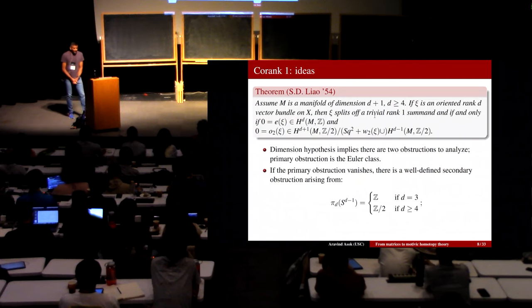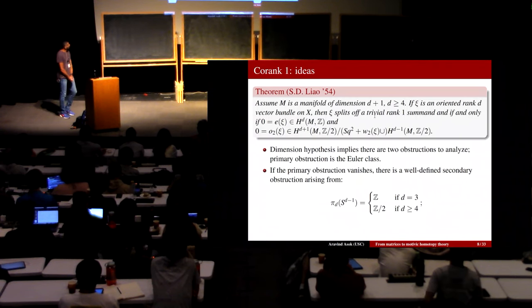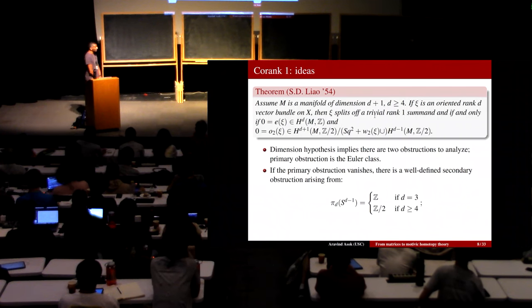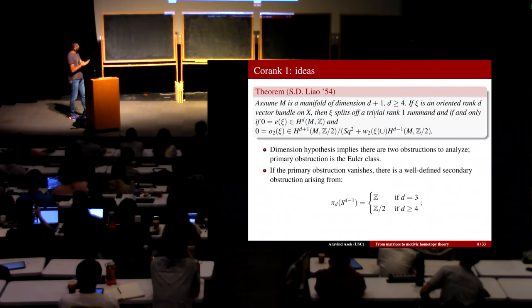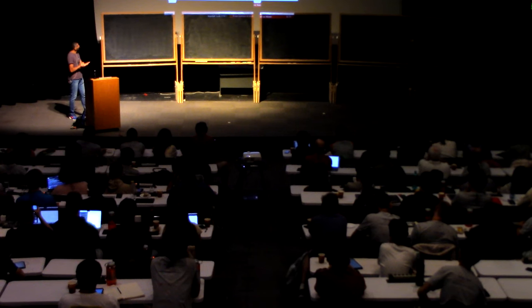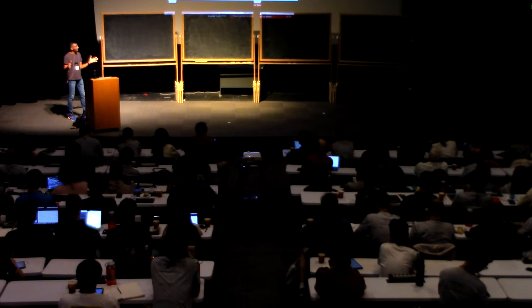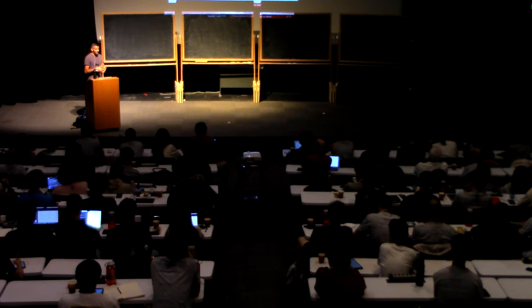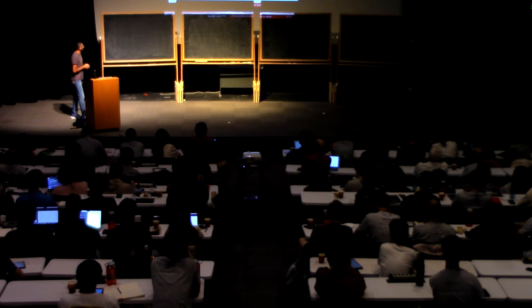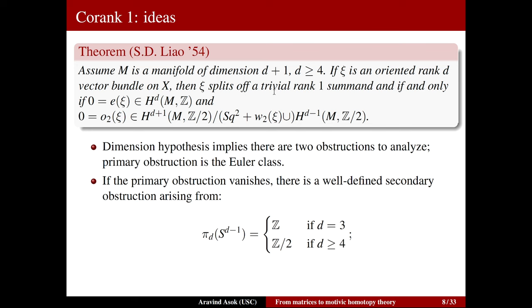All right, and now I want to explain why I assume this d bigger than or equal to 4 condition. So these obstructions come from the homotopy of the d minus 1 sphere, and the dth homotopy of the d minus 1 sphere is not independent of d. So if d is equal to 3, it's the integers. This is Hopf's famous map from the 3-sphere to the 2-sphere. And if d is greater than or equal to 4, then it's Z mod 2 generated by a suitable suspension of the Hopf map.